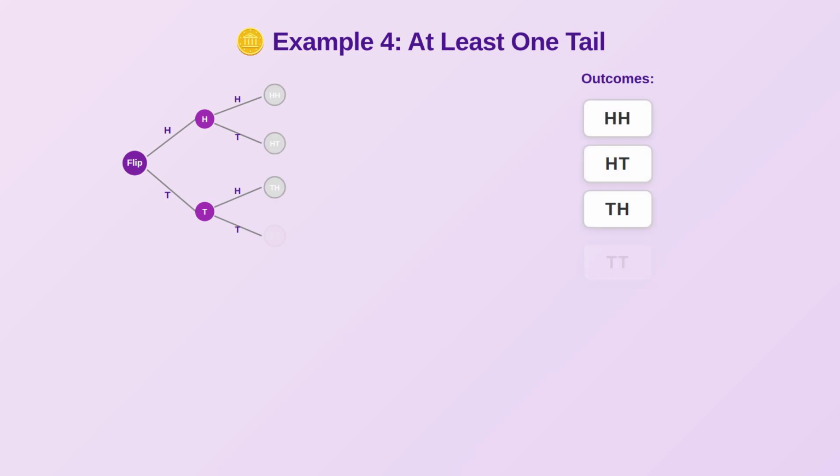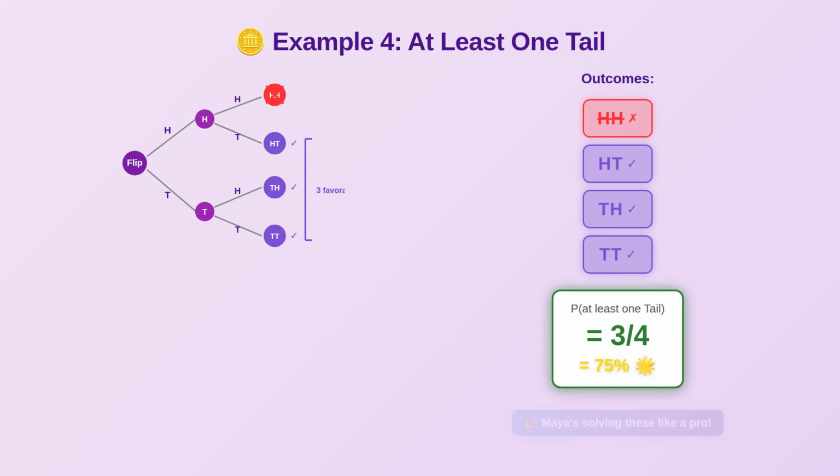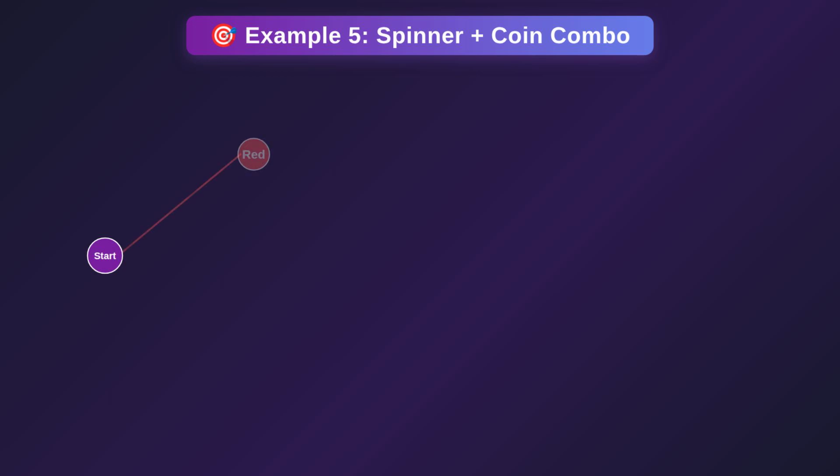Now let's make it trickier. What's the probability of getting at least 1 tail when flipping 2 coins? We already have our 4 outcomes: heads-heads, heads-tails, tails-heads, and tails-tails. At least 1 tail means 1 tail or 2 tails, anything except 2 heads. Let's count. Heads-tails, yes, 1 tail. Tails-heads, yes, 1 tail. Tails-tails, yes, 2 tails. That's 3 outcomes with at least 1 tail. So the probability is 3 out of 4. Maya's solving these like a pro now.